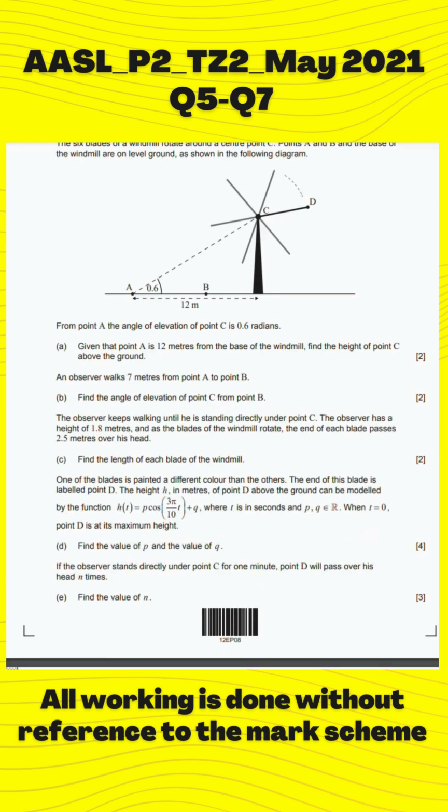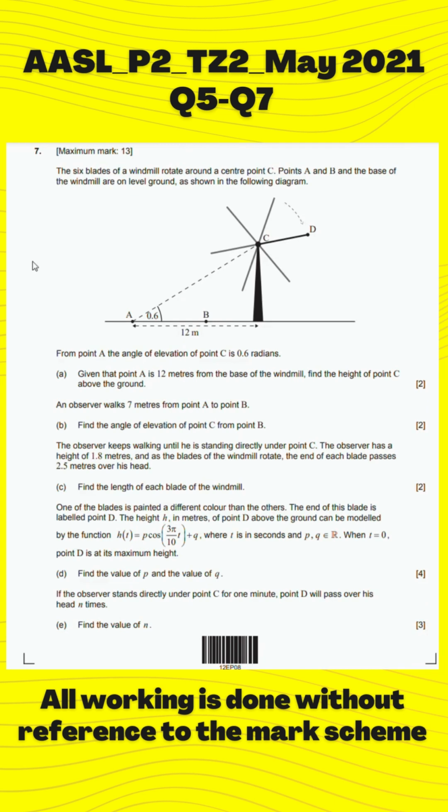Okay, question 7. First, find the height of C. Okay, so this is a right triangle, so we can apply SOHCAHTOA. We have tan of 0.6 equal with, let's call this point O, OC divided by OA. So we have OC, which is the height of C, equal with OA which is 12 multiplied with tan 0.6. So it's nearly 8.21.